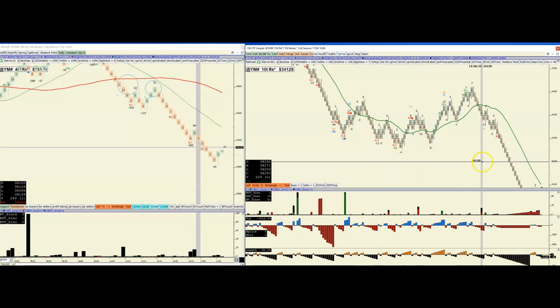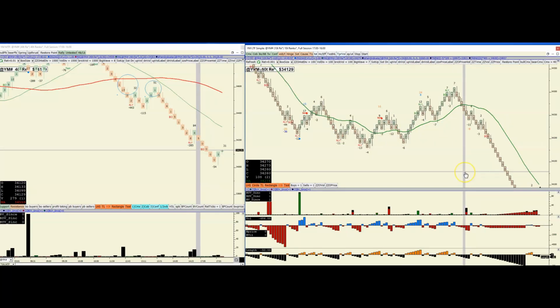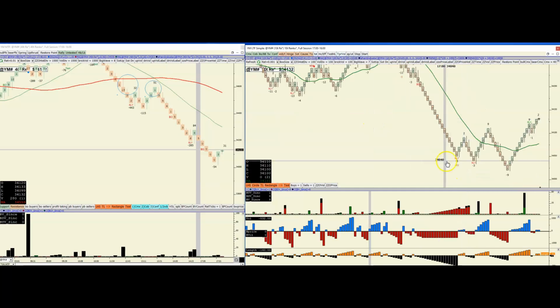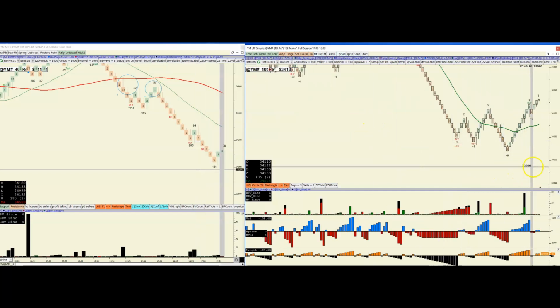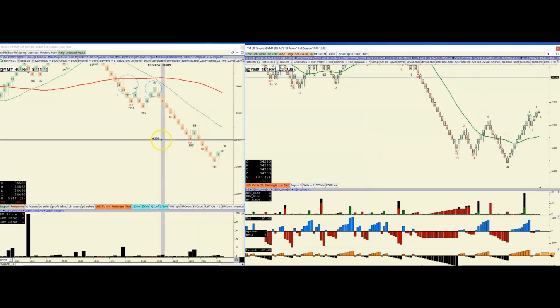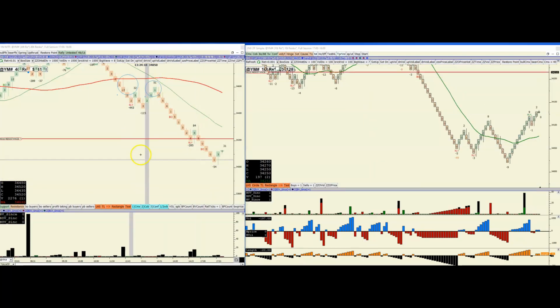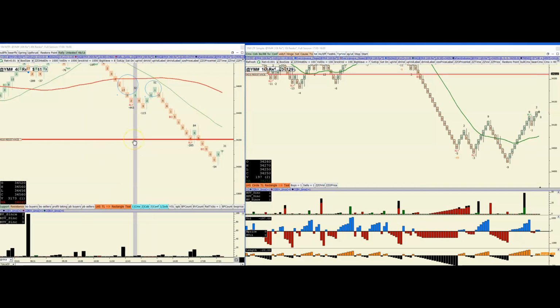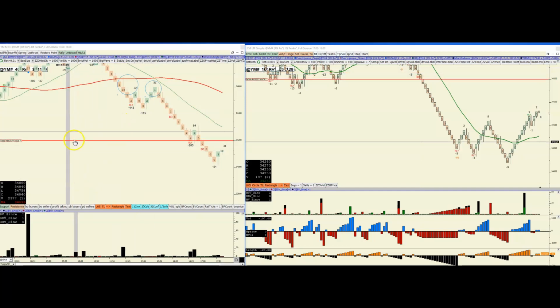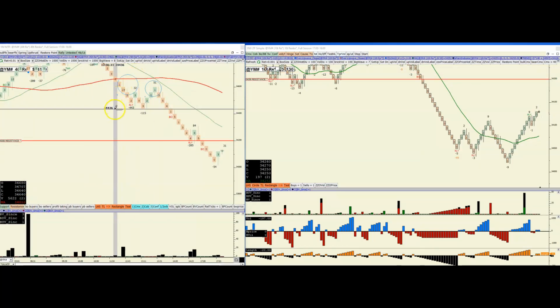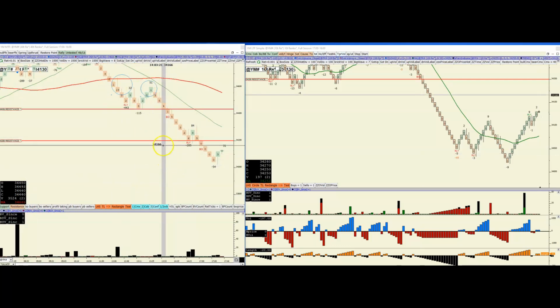Here again. This might actually set up a trade. Anyway, all right, let's move on to the next market.